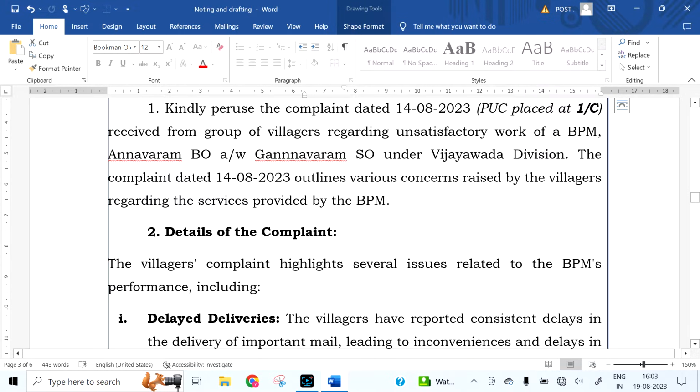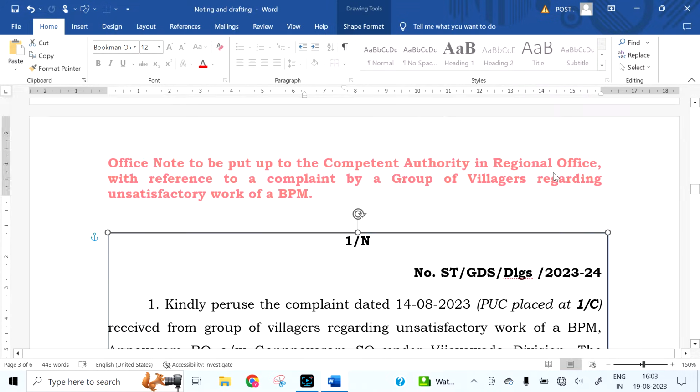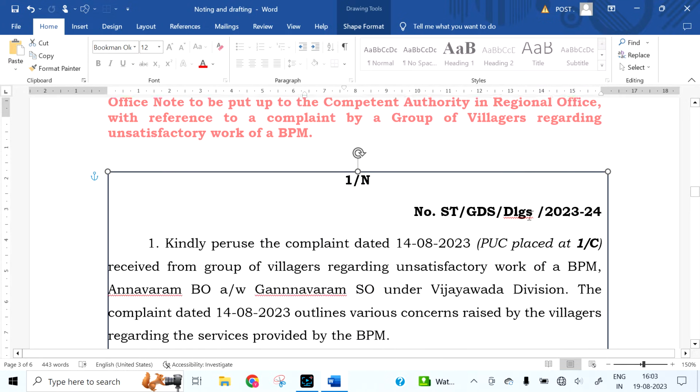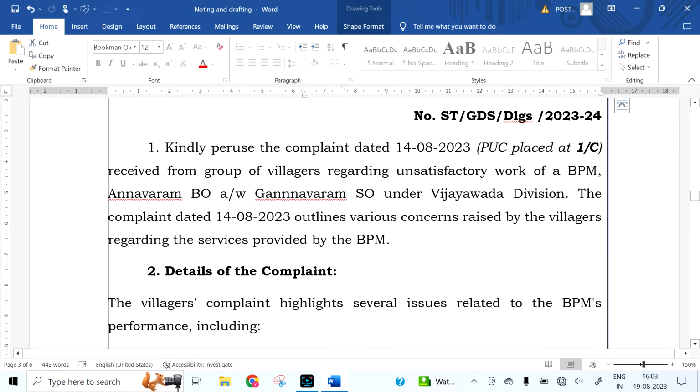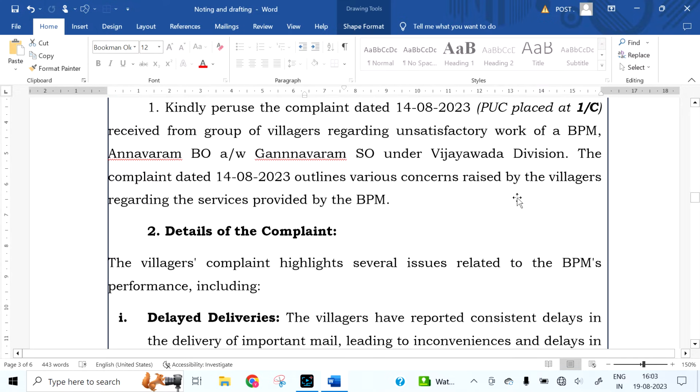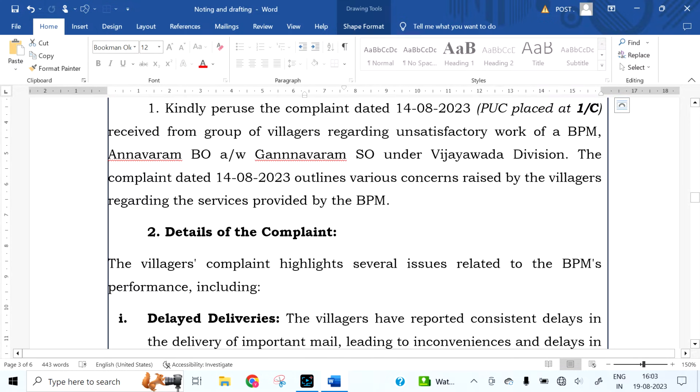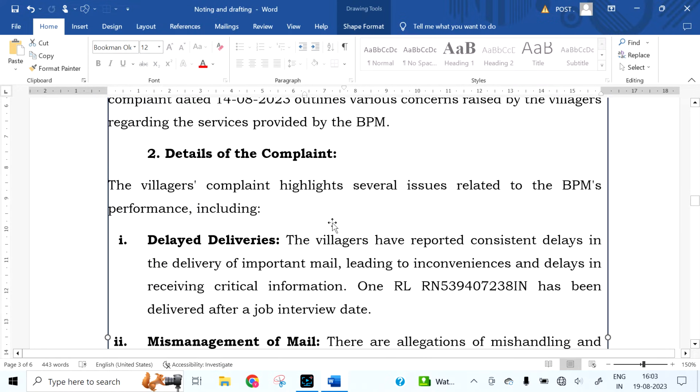C means received from a group of villagers regarding unsatisfactory work of a BPM, Annavaram BO account with Gannavaram SO under Vijayawada division. In the question it is said regional office, so we are in the regional office and it is a division. From the division we have received a complaint from the villagers. The complaint dated 14/8 outlines various concerns raised by the villagers regarding the services provided by the BPM. This we will write, and in that we have to mention what are the details of the complaint.